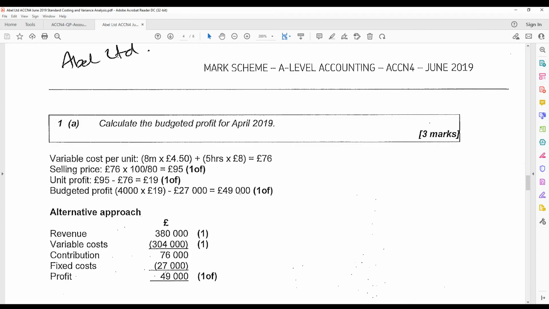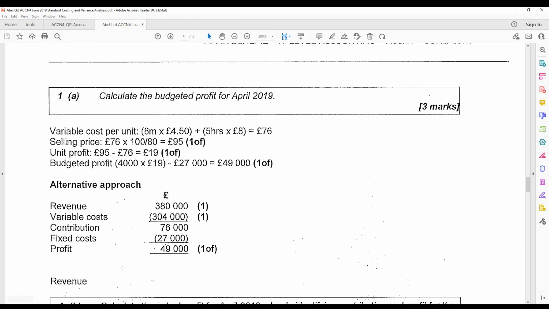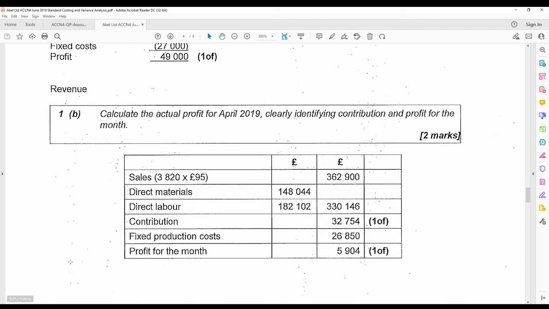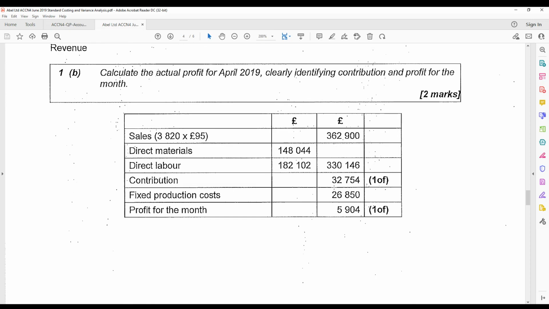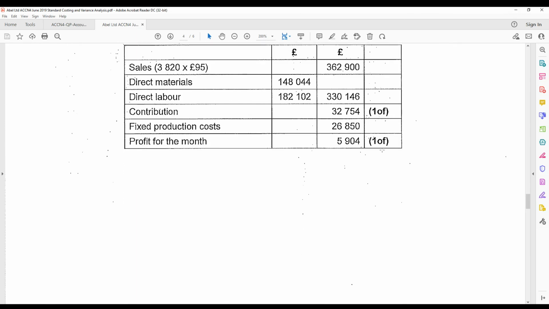So budgeted profit, 49,000, as we worked out. There is an alternative approach there. I mean, I just went straight for contribution. Once we'd worked that out, the unit profit, unit contribution was £19. I went through and then took off the fixed costs. The actual profit, clearly identifying contribution. You can see here that the model answer takes up far more lines than the space they've given us on the exam paper. So yeah, don't always assume that they've allowed enough room. They obviously thought it was just a little two marker.